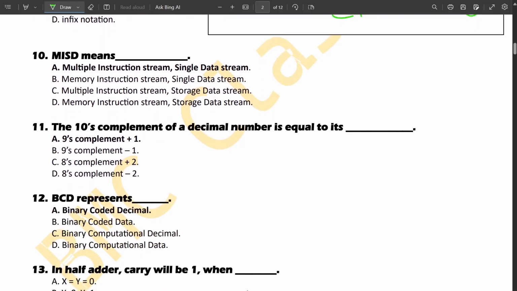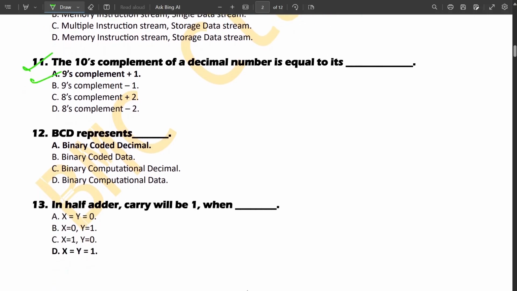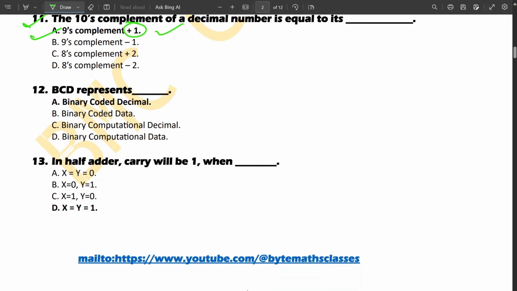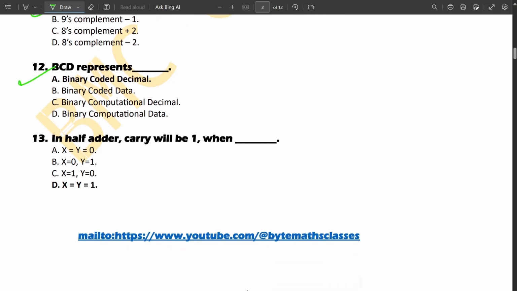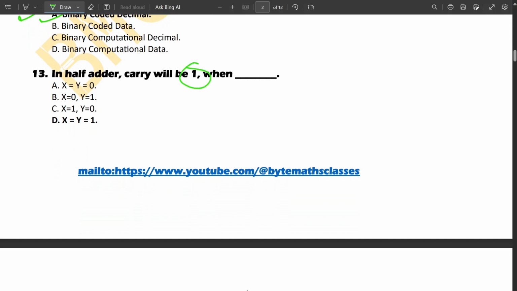Next, MISD means what? Multiple instruction single data stream. Option number A is correct. Next, the tens complement of a decimal number is equal to what? Nines complement plus 1. Next, BCD represents what? Binary coded decimal. Option number A is correct. In a half adder, carry will be 1 when x and y are equal to 1.